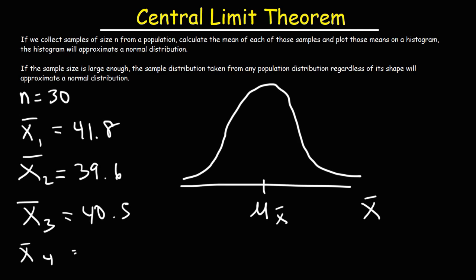If the sample size is large enough, the sampling distribution taken from any population distribution, regardless of its shape, will approximate a normal distribution. A good value is if n is equal to or greater than 30. So let me illustrate that with some examples. On the left, I'm going to put the population distribution. And on the right, I'm going to draw the shape of the sampling distribution.